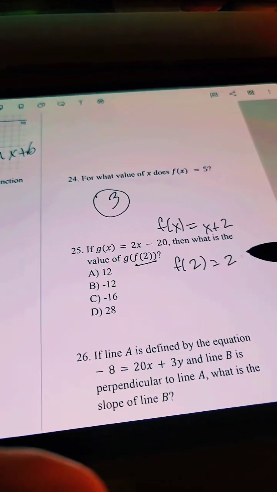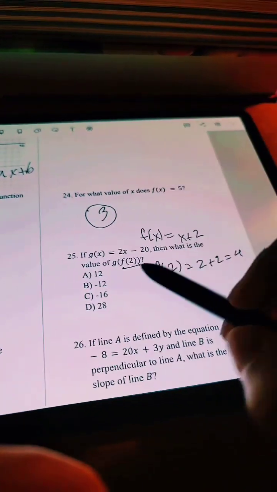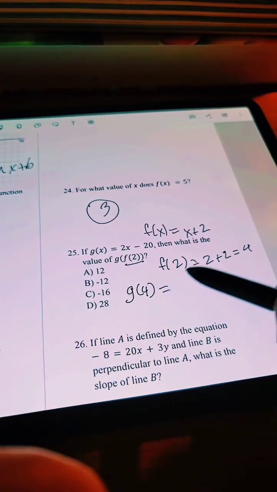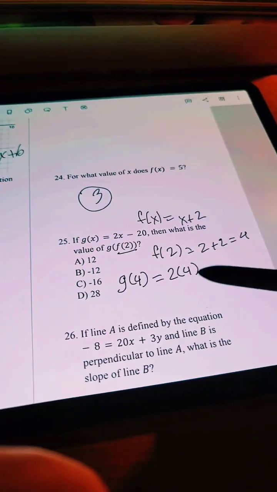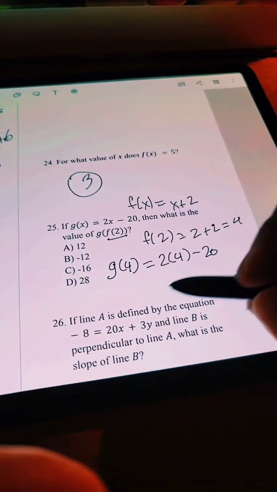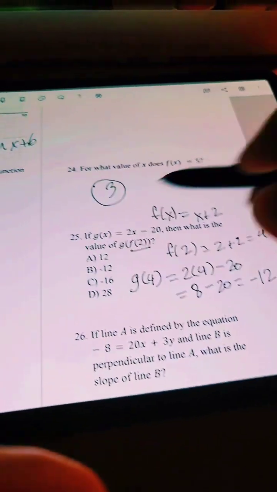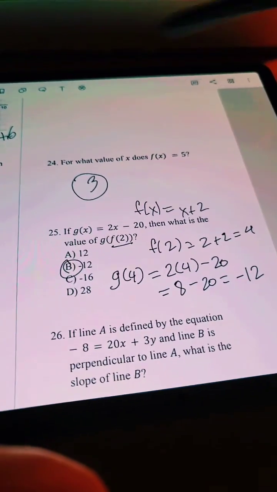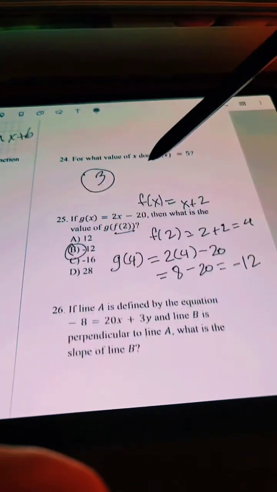And then I'm going to get 2 plus 2, so that means that I have 4. So now, instead of writing f of 2, I can replace that with 4. And then, now everywhere I see an x, I'm going to put a 4. So then this is going to be 8 minus 20, which is negative 12. So it would be B. Yes, correct, negative 12.